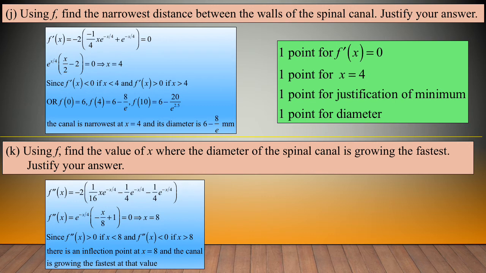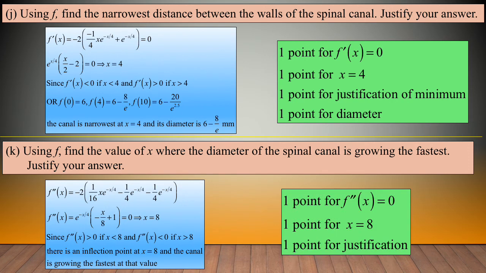So f double prime of x is negative 2 quantity 1/16 x e to the negative x over 4 minus 1/4 e to the negative x over 4 minus 1/4 e to the negative x over 4. We can factor out an e to the negative x over 4 times the quantity negative x over 8 plus 1, set that equal to 0, and x is equal to 8. Since the second derivative is positive if x is less than 8, and negative if x is greater than 8, there's an inflection point at x is equal to 8, and therefore the canal is growing the fastest at that value.